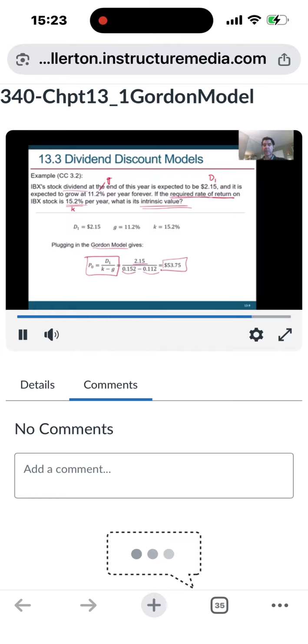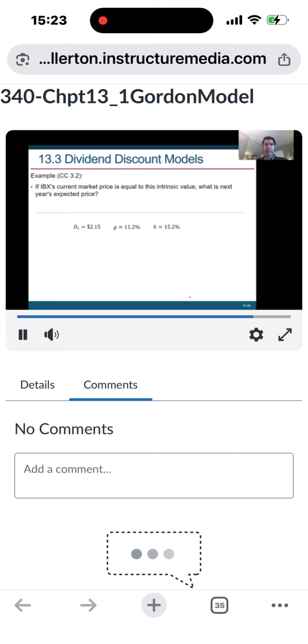Let's move on to the next part of this. Let's remember $53.75. That is our intrinsic value at time zero. Next part: if IBX's current market price is equal to the intrinsic value, we just said that was $53.75, so I'm going to write that right there. What is next year's expected price? Again, I'm going to reveal the answer.